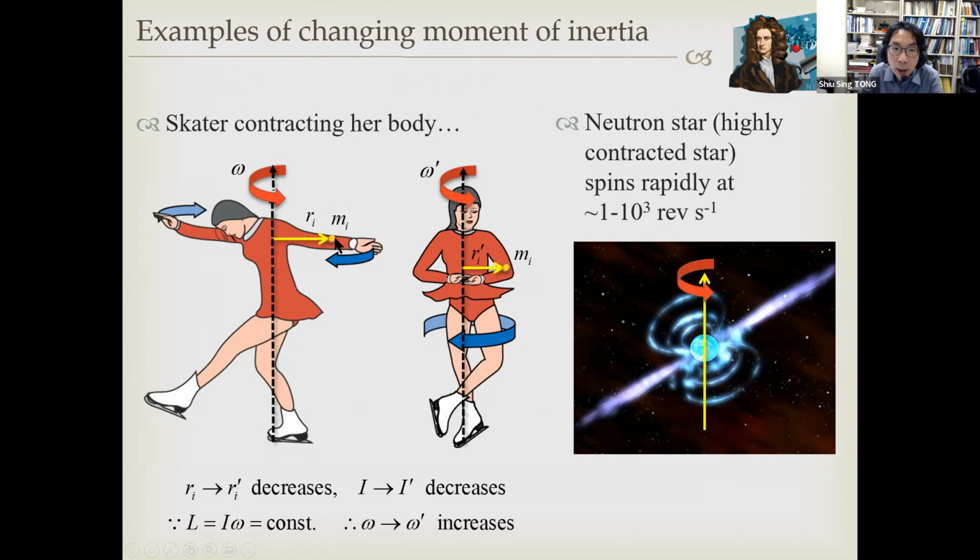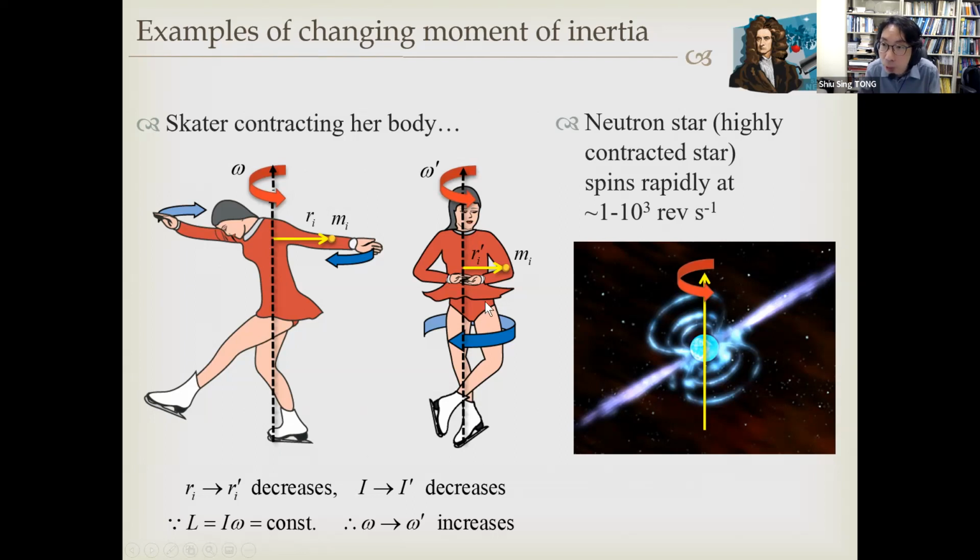Now you can see if I take a point mass, say I call this point mass Mi, at a distance Ri from its axis of rotation. Now this is from her arm, so I consider some mass from her arm. Initially, it's at the distance Ri from the axis of rotation, which is at the center of her body. Now she contracts her arm, so the Ri decreases to Ri prime.